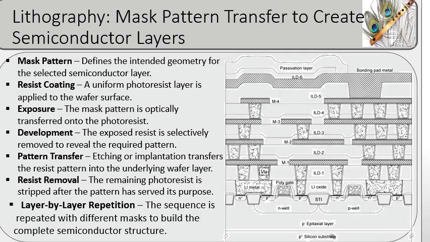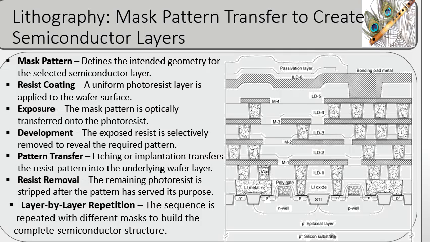Mask pattern transfer is the fundamental sequence through which lithography converts circuit geometry into physical semiconductor structures. The process begins with a mask containing the required pattern for a particular fabrication layer. The wafer is coated with a uniform layer of photoresist, which is then exposed using the mask pattern. After development, selected regions of the resist are removed, leaving a patterned resist layer on the wafer. This resist pattern then controls the next fabrication operation.